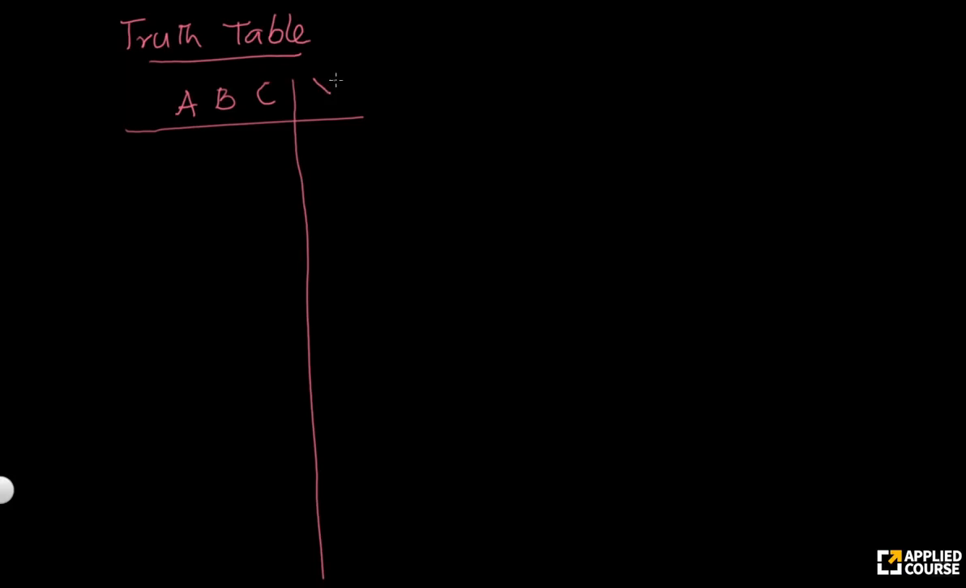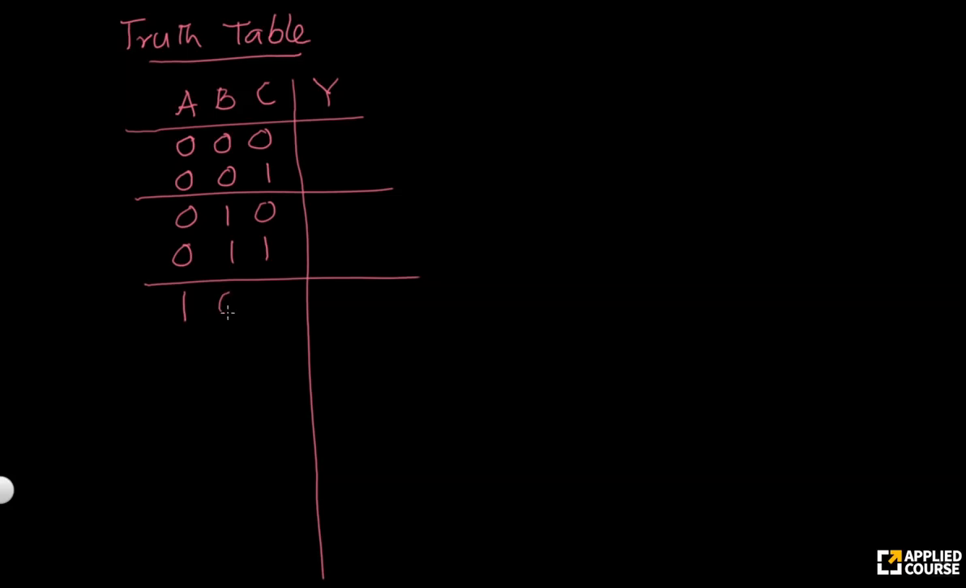So this system has three inputs, and we try to derive the truth table for this system based on its behavior. The truth table is nothing but associating the inputs with the output. Three variables, 8 combinations are possible: 000, 001, 010, 011, 100, 101, 110, and 111.